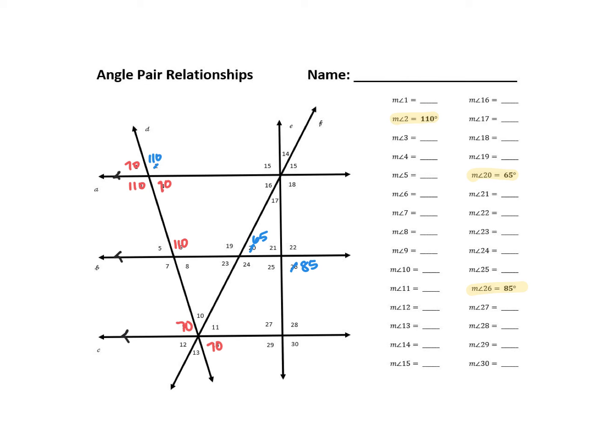So I'm going to take a pause here and kind of jump over to some of the other angles. If I look at angle 20, which was 65, I know that angle 3 would be 65, and I know that 19 and 24 would be 115 degrees. And so from there, I can see, is there anything else that I could start building?